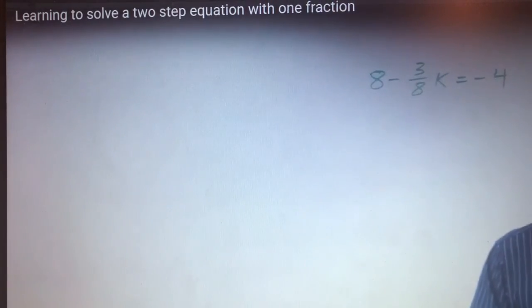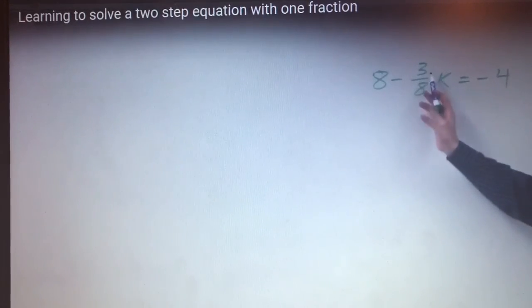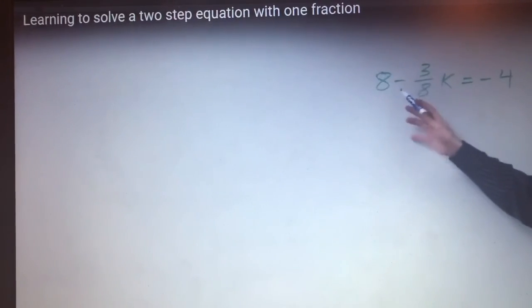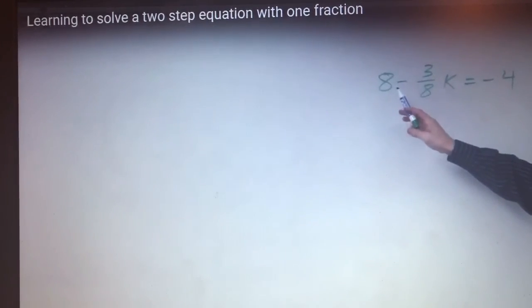So I need to look at this and determine what's happening to my variable. Well, my variable is being multiplied by a fraction, a negative 3/8. And then what is this 8 doing to it? And this is what confuses a lot of students.